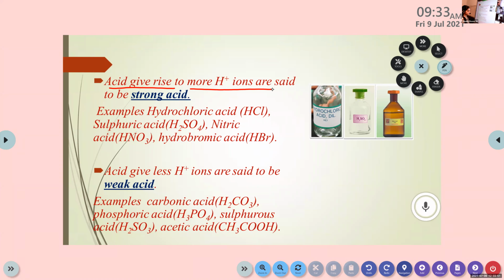Among the pH values 1 to 7, we learned that they belong to acidic substances. Can you tell me, from this pH value 1 to 7, which value shows the pH of a strong acid? 1. Yes, very good. Because the acid gives rise to more H plus ions, meaning higher hydronium ion concentration, so the pH value will be lower. So acids that give rise to more H plus ions are said to be strong acids. You can write here in the bracket. Just 1 minute, children.